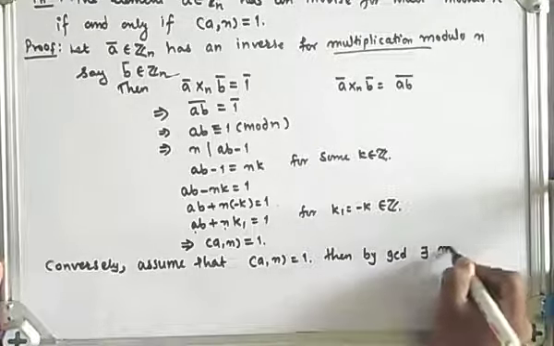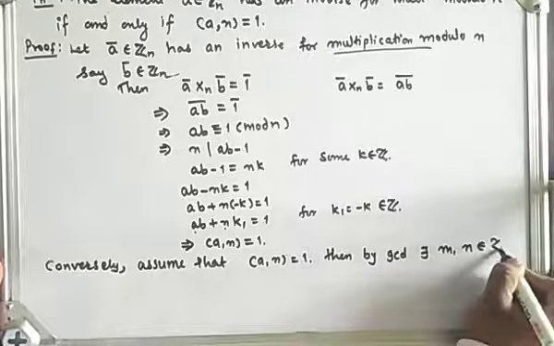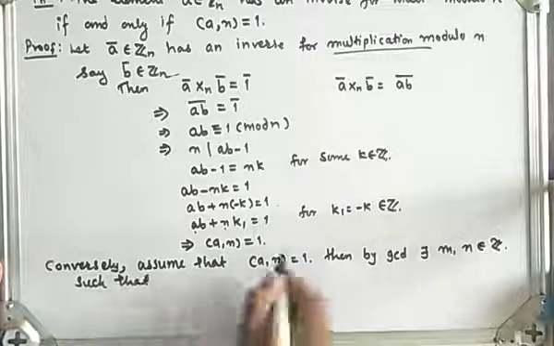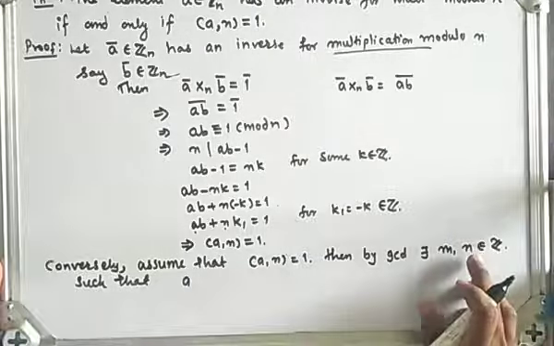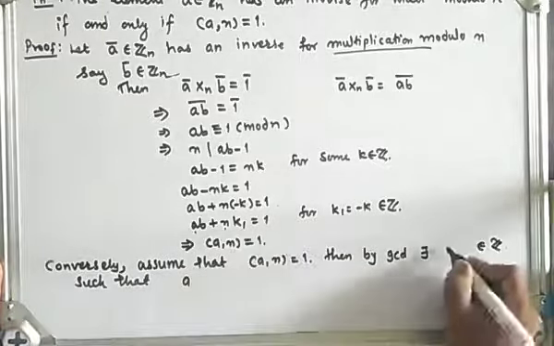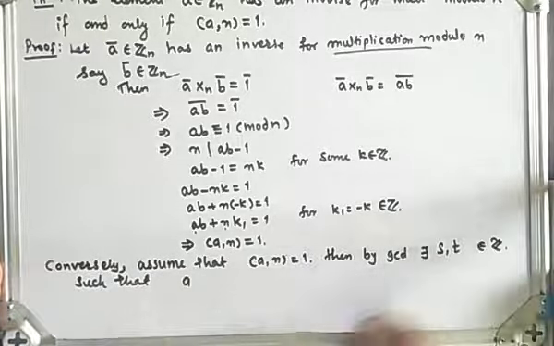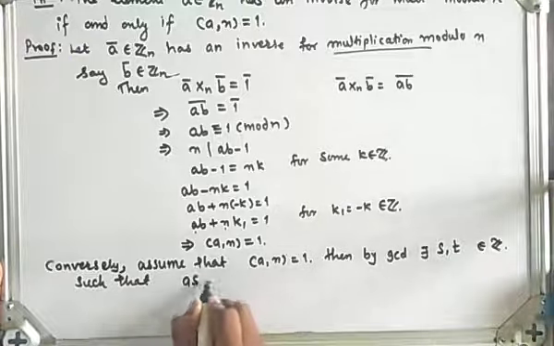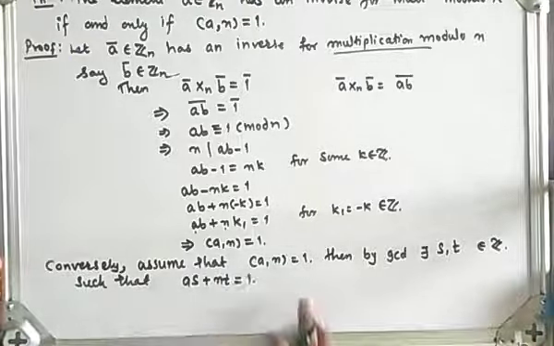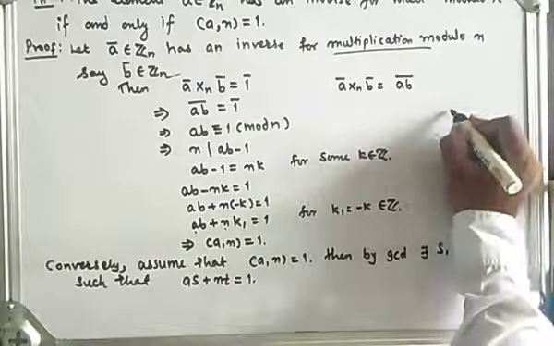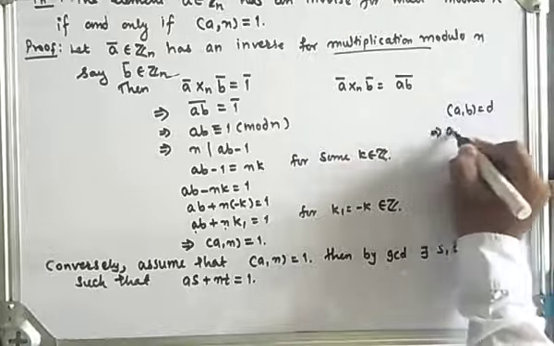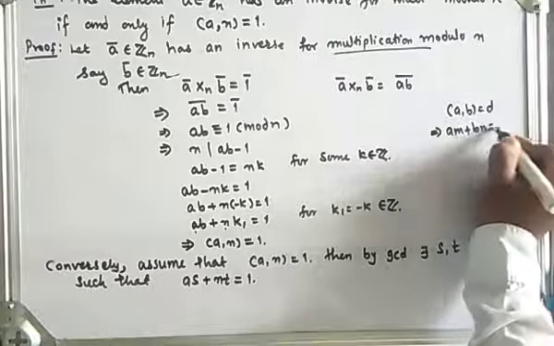There exist integers, I will take other elements here, s and t, such that as plus nt is equal to 1. If we have GCD of a and b equal to d, then we write this as am plus bn equal to d.